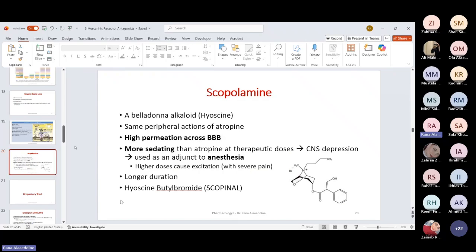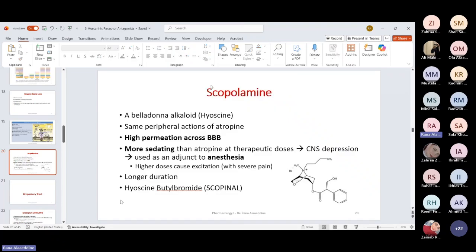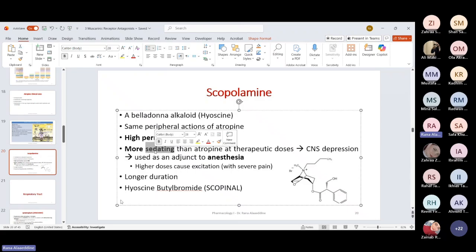Now we're going to talk very briefly about scopolamine. So guys, scopolamine itself is a tertiary compound. What do we mean by tertiary compound? It means it can have access to the central nervous system. So it's not charged, and it has very good permeation of the blood-brain barrier. It causes a lot of sedation, so the person will feel so sleepy, and it can be given with anesthesia. It has a longer duration and it has another name, hyoscine.